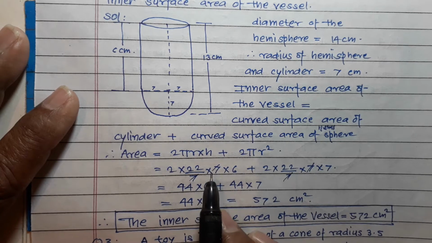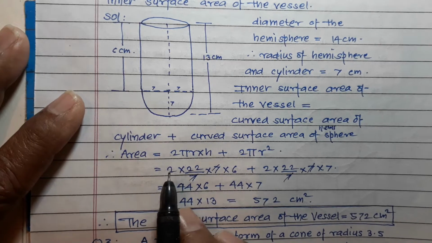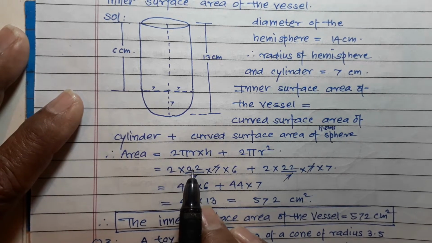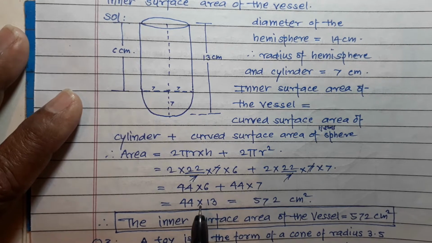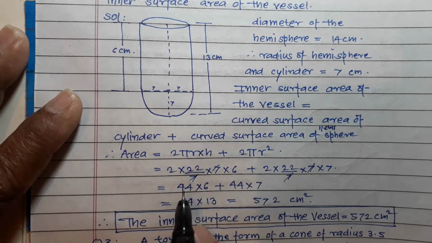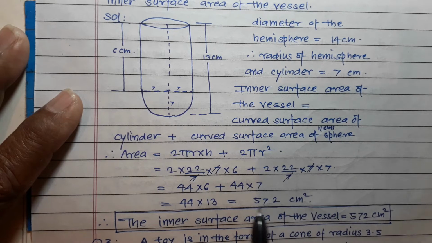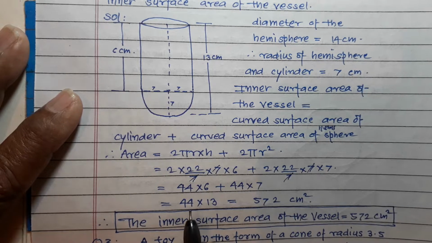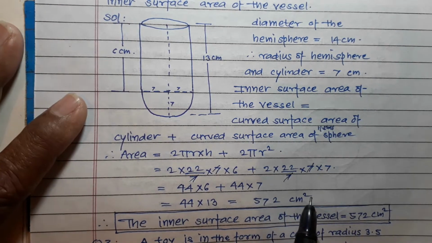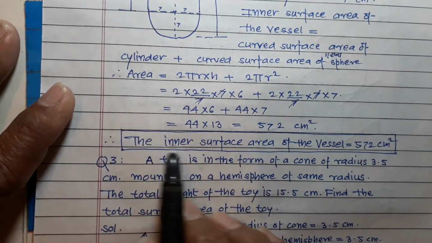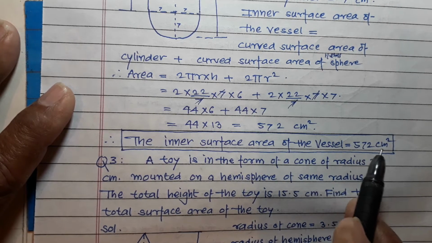So this 7 and this 7 get cancelled. Similarly, this 7 and this 7 get cancelled. So this is 2 into 22, that is 44 into 6 plus 44 into 7. Here you take 44 common into bracket 6 plus 7, that is 13, and therefore 44 into 13 is equal to 572 cm square. The inner surface area of the vessel is equal to 572 cm square.